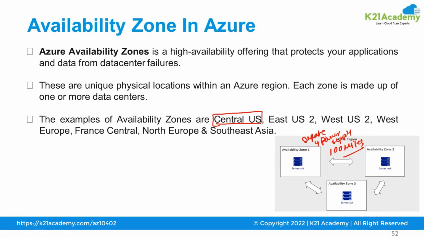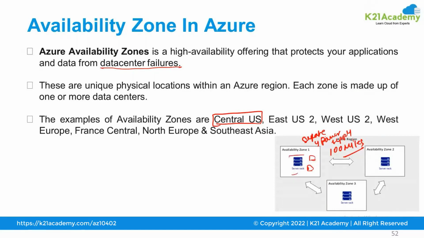So Azure Availability Zone is a high availability offering that protects your application and data from data center failure, right? You need to keep this word in mind: data center failure in the same region. There are unique physical locations within an Azure region. Each zone is made up of one or more data centers. So in one particular zone, one data center will be there or more than one data center will be there.